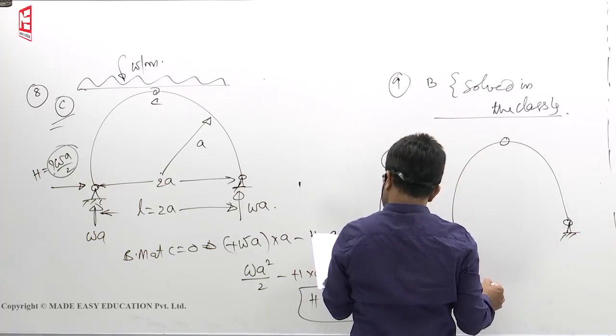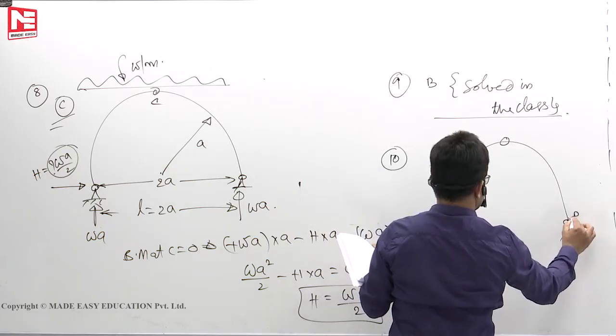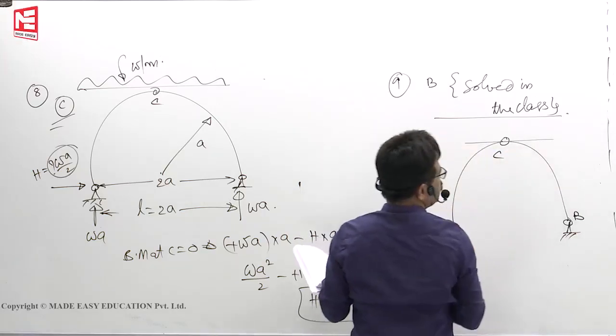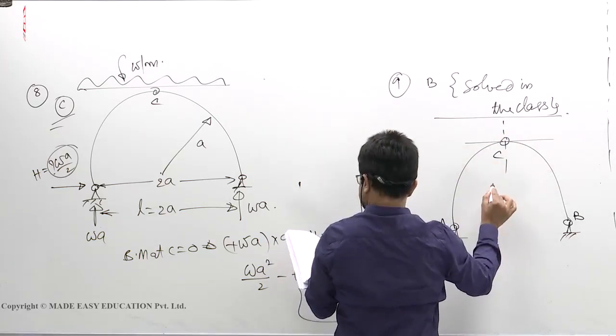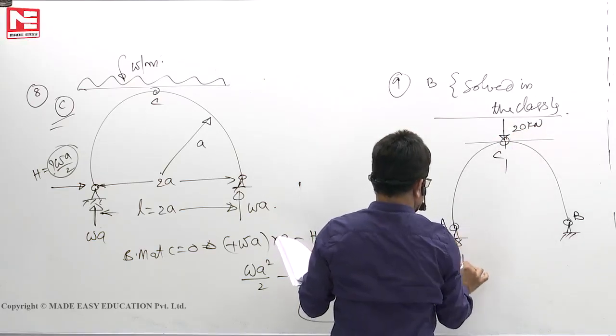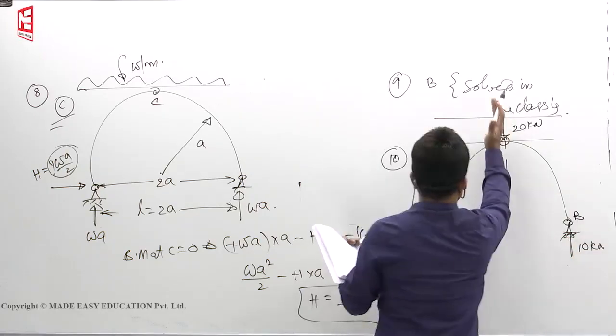What is the shear force at the hinge C? This is A, this is B, this is C. At this point, if you drop a tangent, it's like this. So vertically, you have to see. This is 20 kilonewton, so you will get 10 kilonewton here. This is also 10. So stand here, look left.